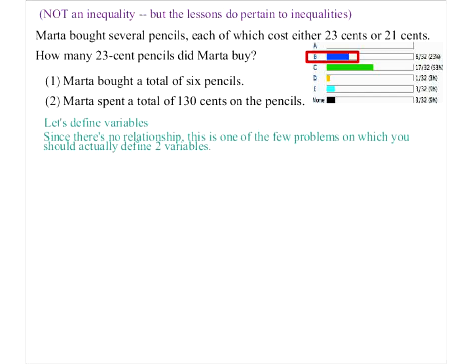So let's let X be the number of 23-cent pencils. Sorry, it's supposed to say 23-cent pencils. And then let's let Y be the number of 21-cent pencils. So in this case, the equation for number 1 is just X plus Y equals 6. And the equation for number 2 is 23x plus 21y equals 130.